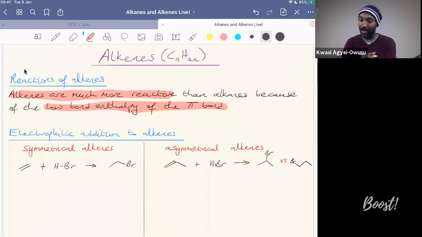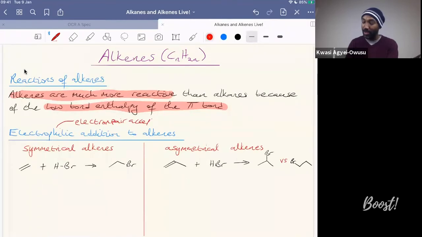Okay, so electrophilic addition to alkenes. The first thing to say is what an electrophile is. An electrophile is an electron pair acceptor. It will accept a pair of electrons from the pi bond of your double bond. Electron pair acceptor equals electrophile, and once you've got that, the mechanism becomes a lot clearer.